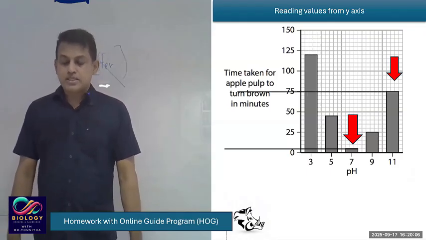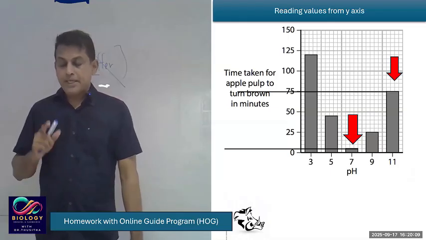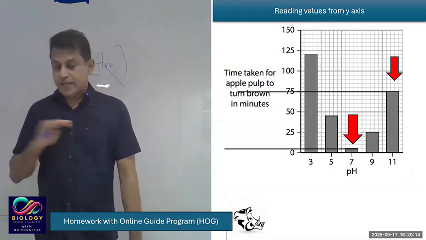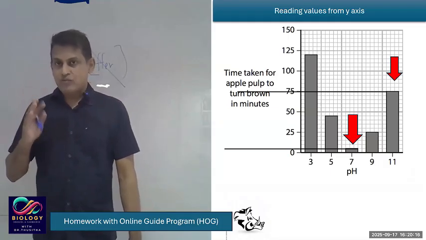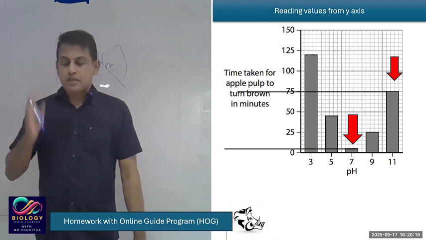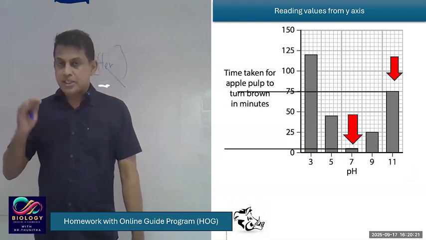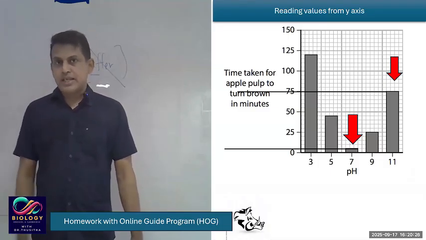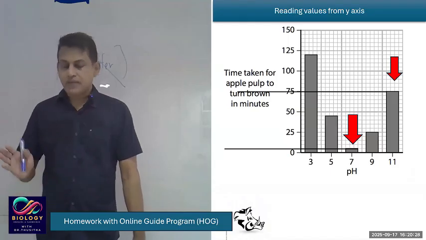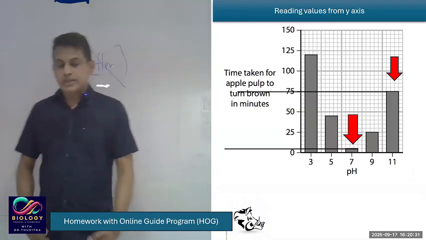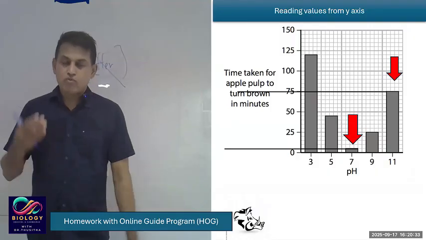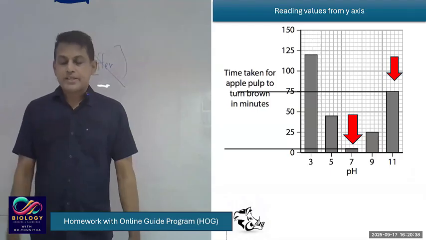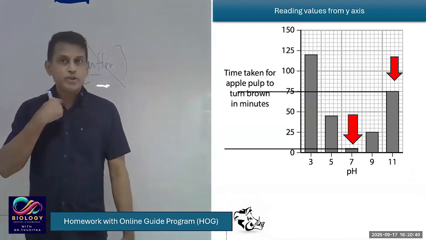So now you can see the pH 7 line is just going to the y-axis, but you can't see any value to quickly take. But if you take pH 11, it's just going exactly on 75. So that means you take this reading as 75 minutes. Fine. So now we're going to learn how to take the value from the y-axis if we don't see exact values, right? So look carefully how I'm going to do that.